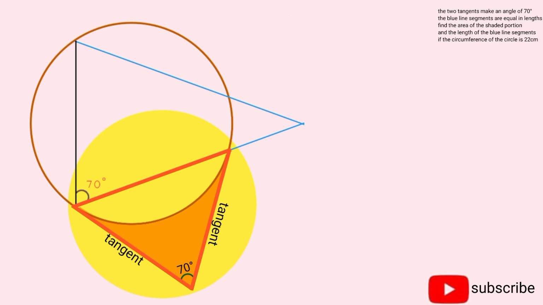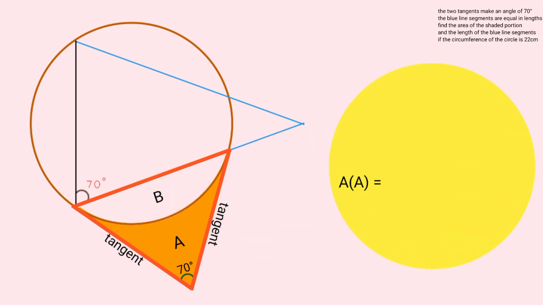From this triangle here, if we subtract the area of this segment here, we are going to be left with the area of the shaded portion. So let's label this A and this B, and form an equation: area of A is equal to area of triangle, let's say triangle AB, minus area of B. So what is the area of B?